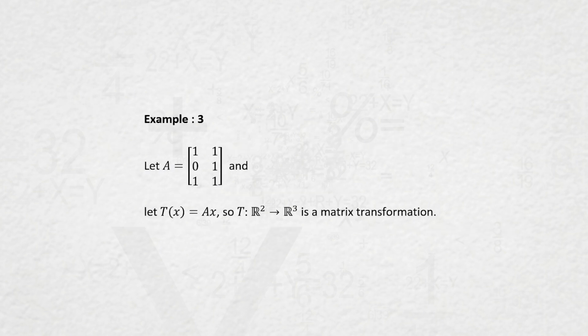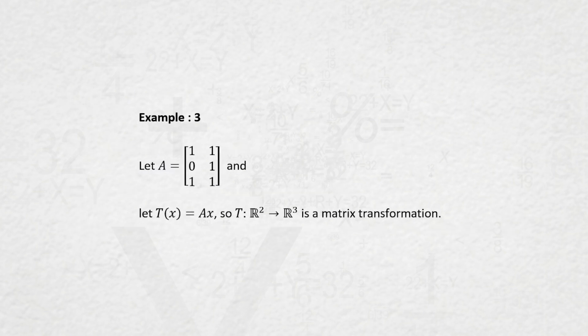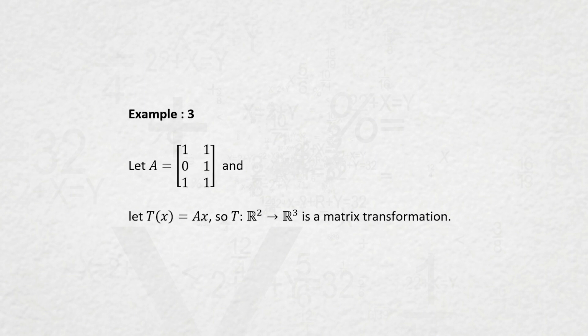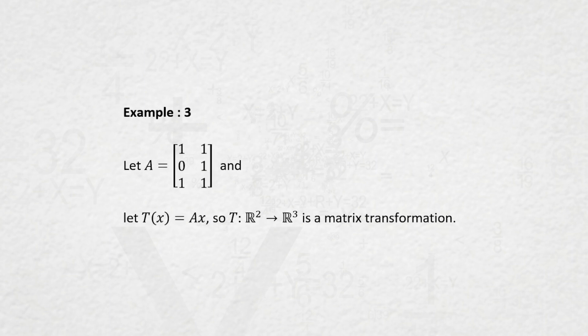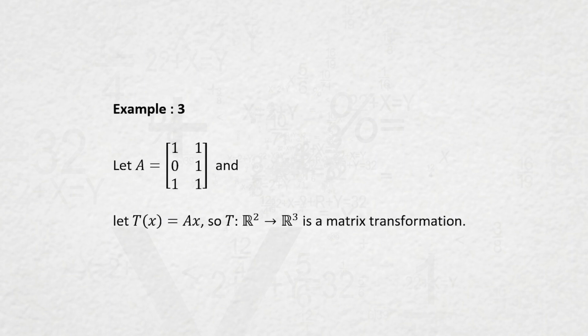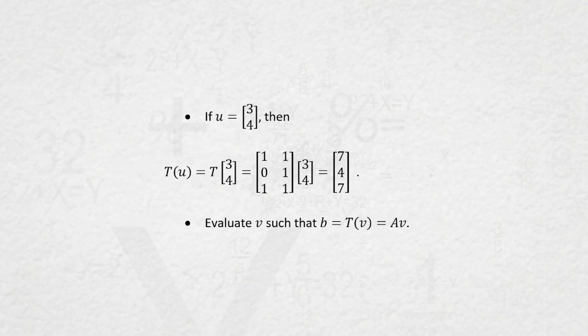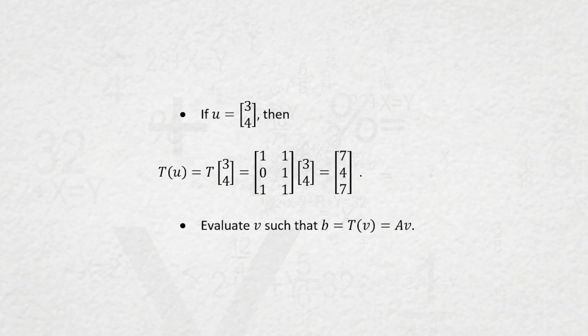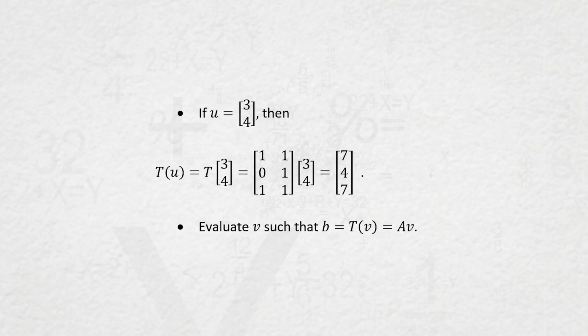The next example: we have a matrix A with rows (1, 0, 1) and (1, 1, 1) as entries, and let T(x) = Ax, so T from R^2 to R^3 is a matrix transformation. If u is the column vector (3, 4), then T(u) is T(3, 4), that is nothing but A multiplied by x. Here A is the given matrix and the vector is (3, 4). Therefore, you have (3, 4, 7) as the answer, a column vector.